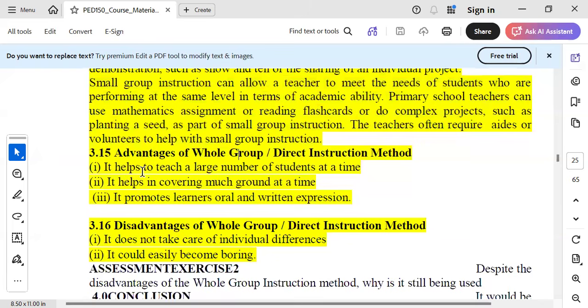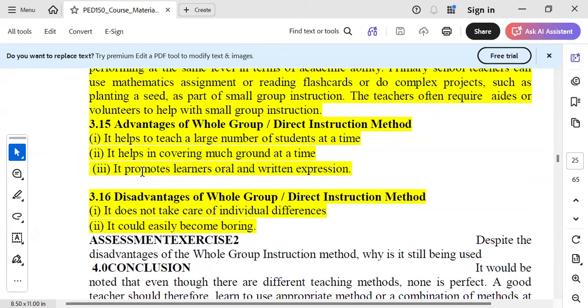In the exam, there is a possibility that they will ask you that whole group method is also known as dash method, instruction method. What are the advantages? One, it helps to teach a large number of students at a time. Two, it helps in covering much ground at a time. And lastly, it promotes learners' oral and written expression.